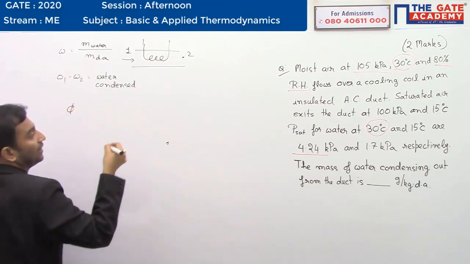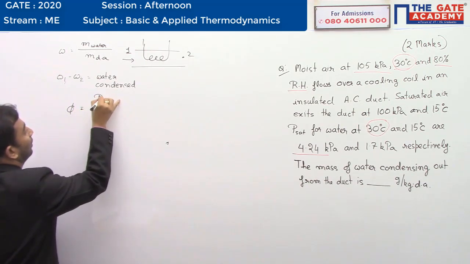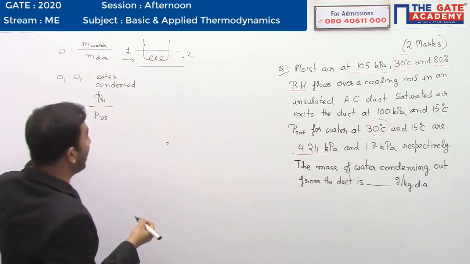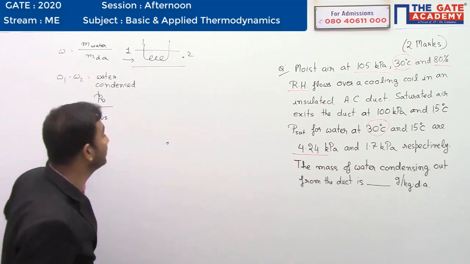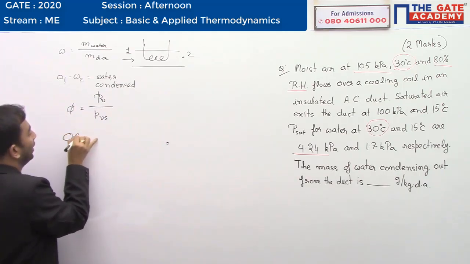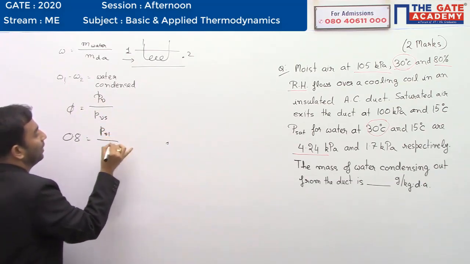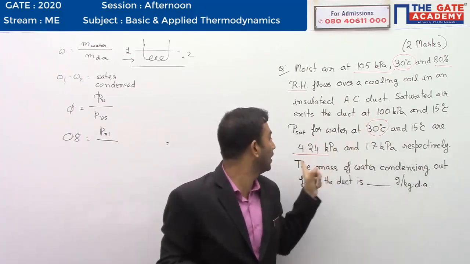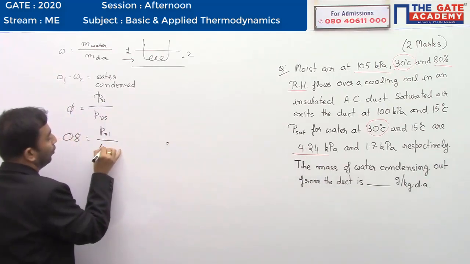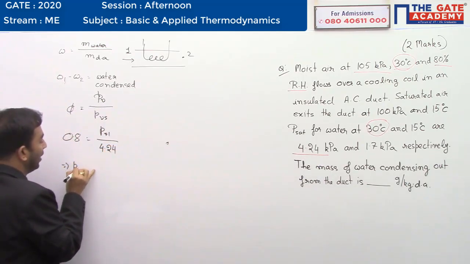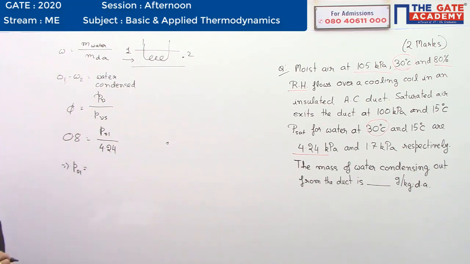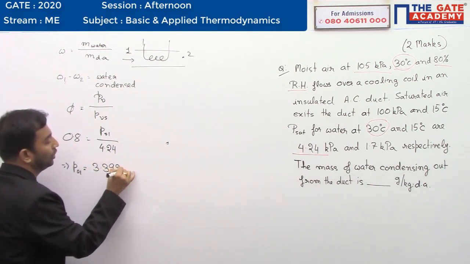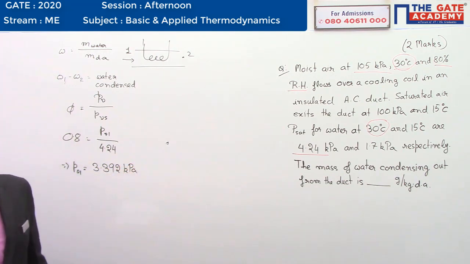We know phi, that is relative humidity, is nothing but vapor pressure divided by vapor pressure under saturation condition. So phi 1, the relative humidity at state 1, is given as 80%, so I'll take 0.8 equal to PV1, the vapor pressure at condition 1, divided by the saturated vapor pressure at condition 1, which is given as 4.24. From here, I can find the vapor pressure at condition 1. Solving this, I'll get PV1 is equal to 3.392 kilopascal.